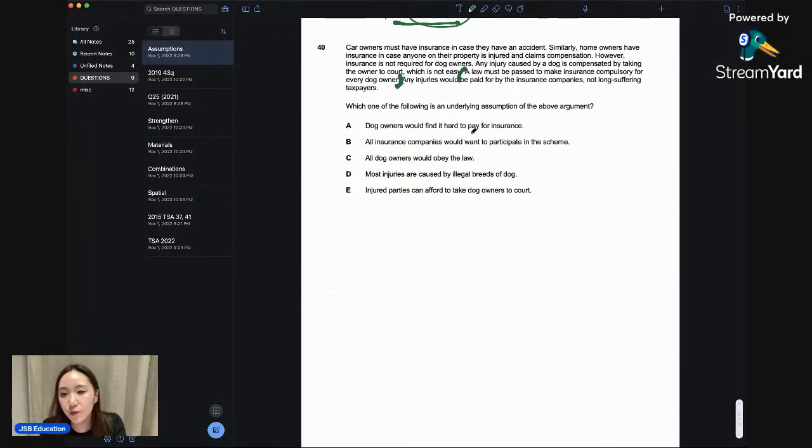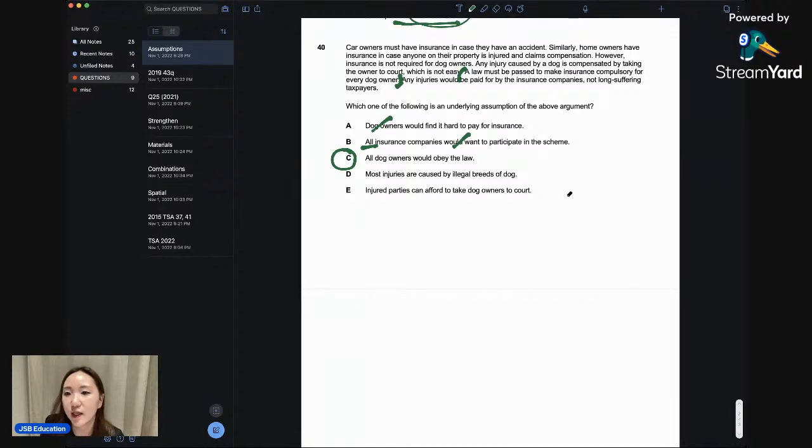So, dog owners would find it hard to pay for insurance. If you said that to your friend in response, they'd be like, what? Okay. All insurance companies would want to participate in the scheme. It doesn't really matter if all do, as long as there is available insurance. All dog owners would obey the law. Of course, we need this to be true, because if they don't, then the long-suffering taxpayers will continue to pay for these dogs. So it would defeat the point of passing the law.